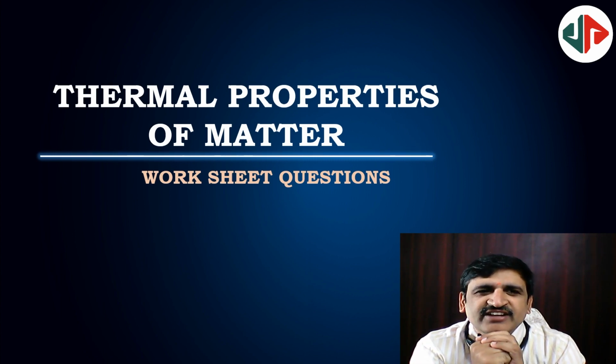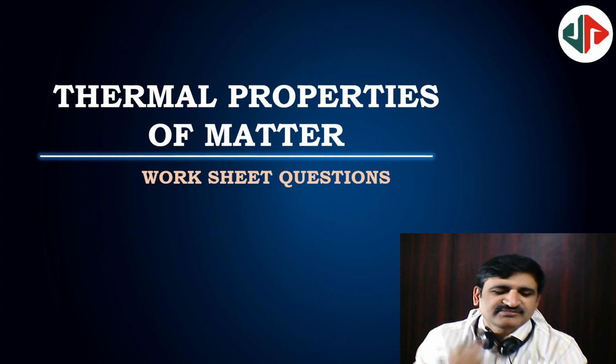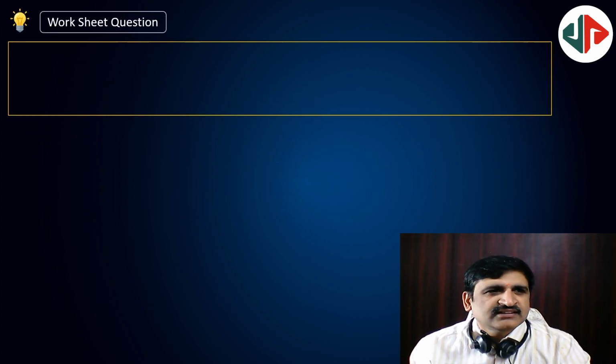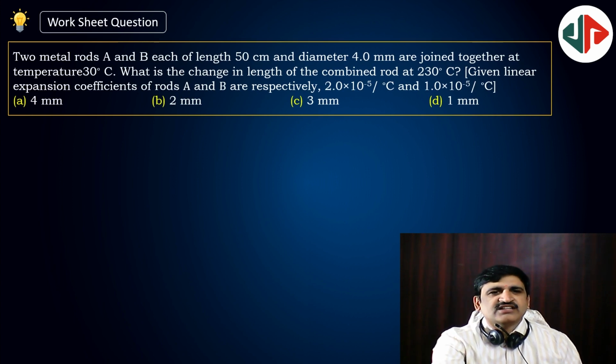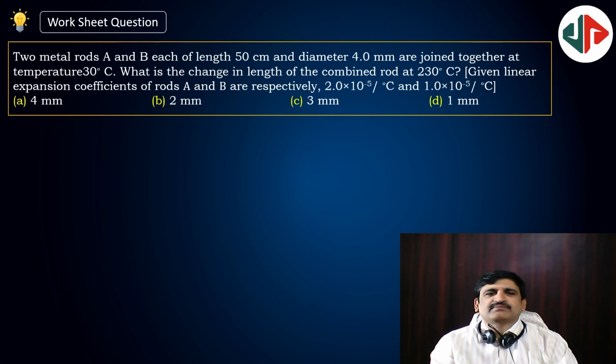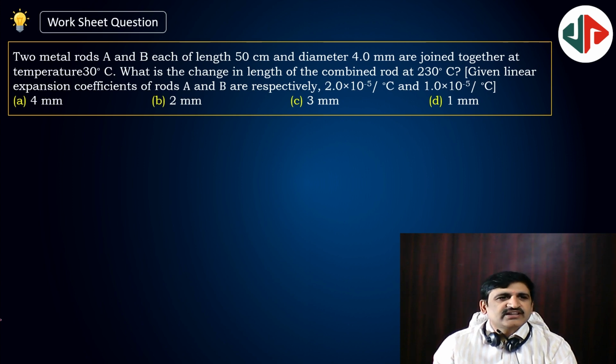In this session we are going to discuss worksheet questions based on thermal properties of matter. Two metal rods A and B, each of length 50 cm, diameter 4 mm, are joined together at temperature 30 degrees. What is the change in length of the combined rod at 230 degrees centigrade? Given linear expansion coefficients of rods A and B are respectively so and so.